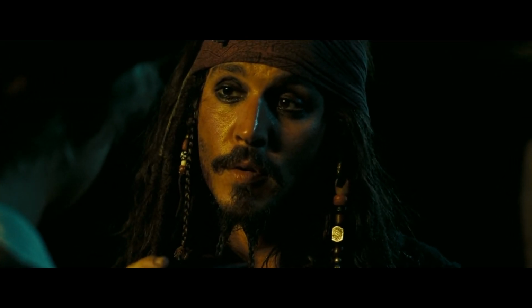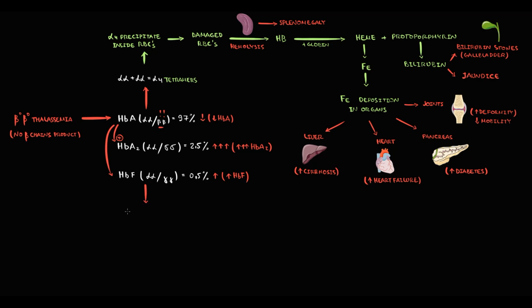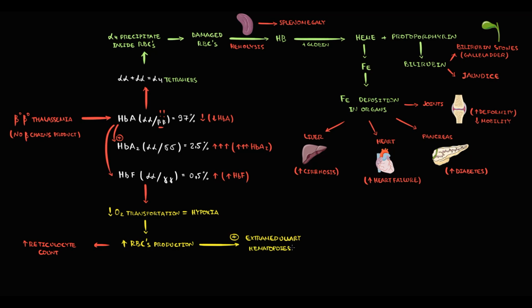In addition to this, with decrease in total amount of hemoglobin, the oxygen delivery to tissues decreases, which results in tissue hypoxia. In response to hypoxia, bone marrow begins to produce more red blood cells. This results in increase in reticulocytes count. Also, to increase the production of red blood cells, organism activates all possible reserves, including extramedullary hematopoiesis. So basically, every tissue that can produce red blood cells begins to produce red blood cells.